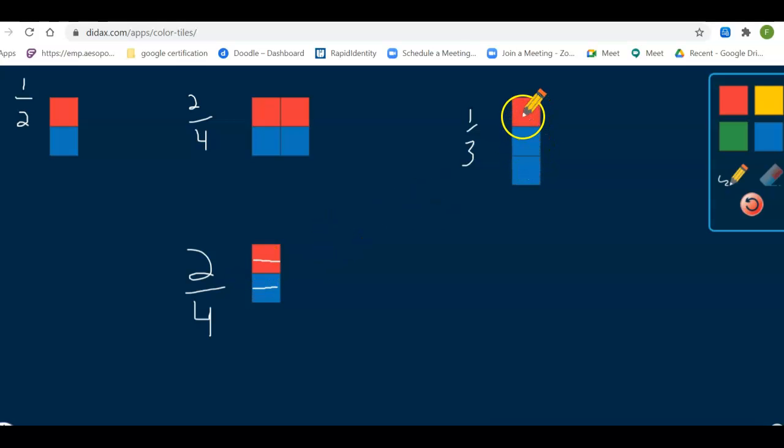And over here I have 1 out of the 3 are shaded red. So 1/3 shaded red. So if you see, these tiles here look like this one, and that would make these two equivalent.